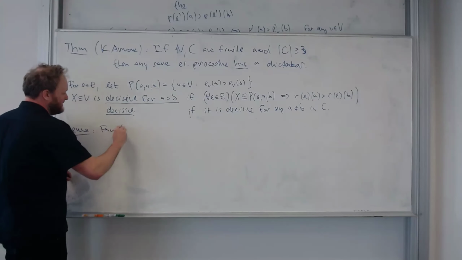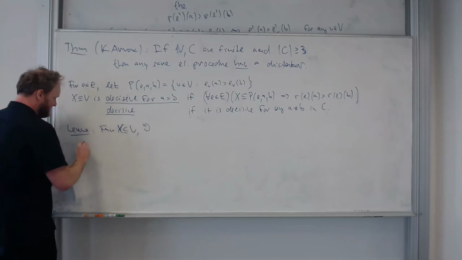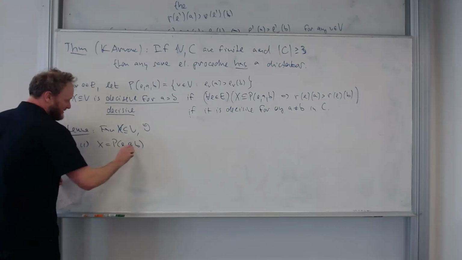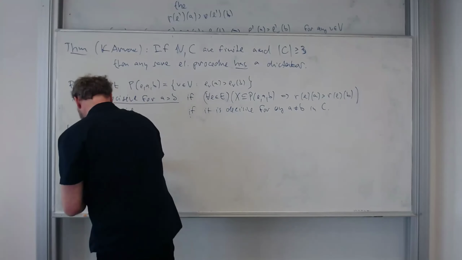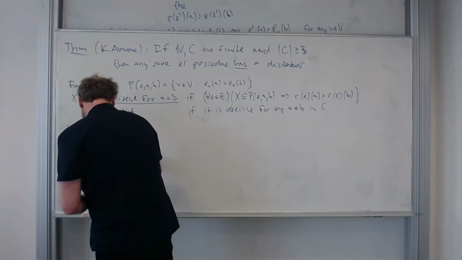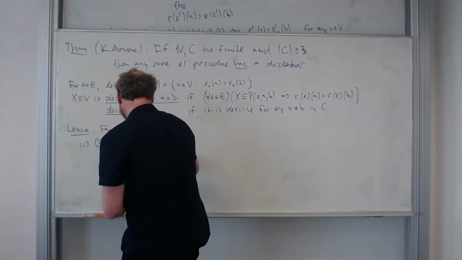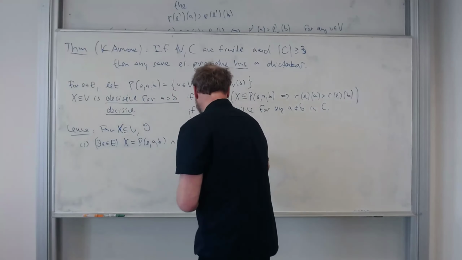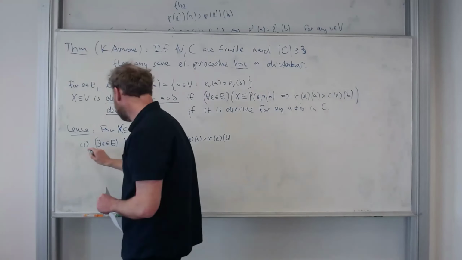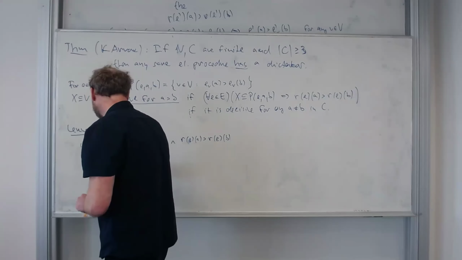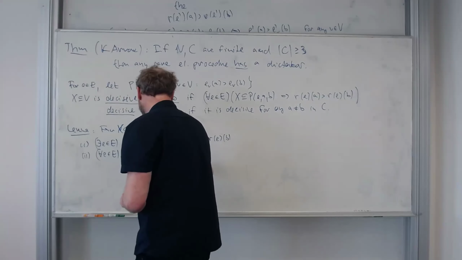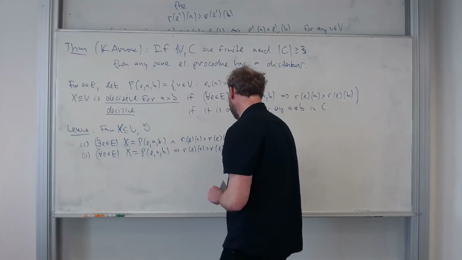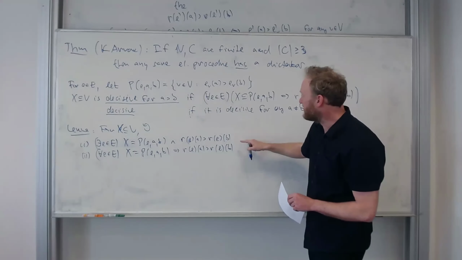For any set of voters X, the following are equivalent. Firstly, there is some election for which X is the preference set of A over B, and the result is indeed A over B. And secondly, for any election, if X is the preference set, then the result will be A over B. That's a characterization of how you find out whether a set is decisive.